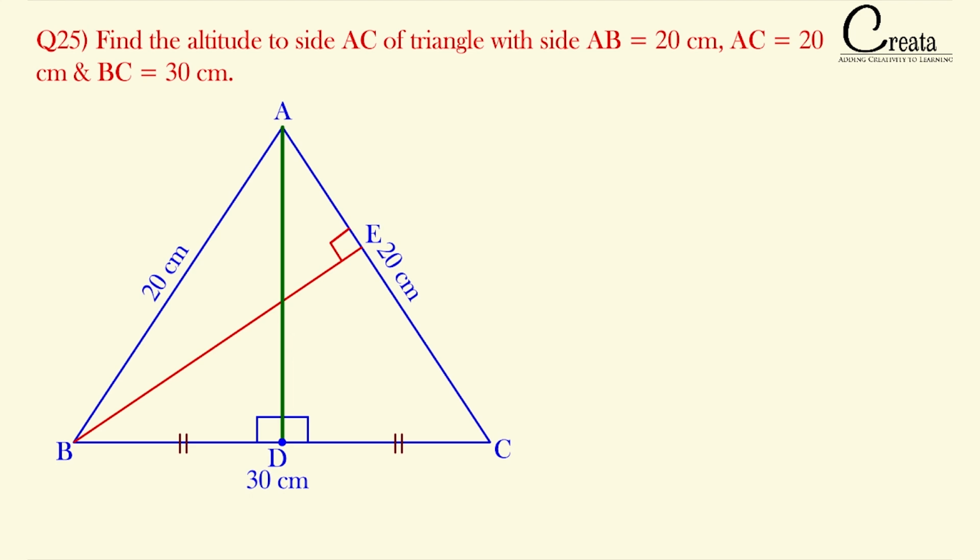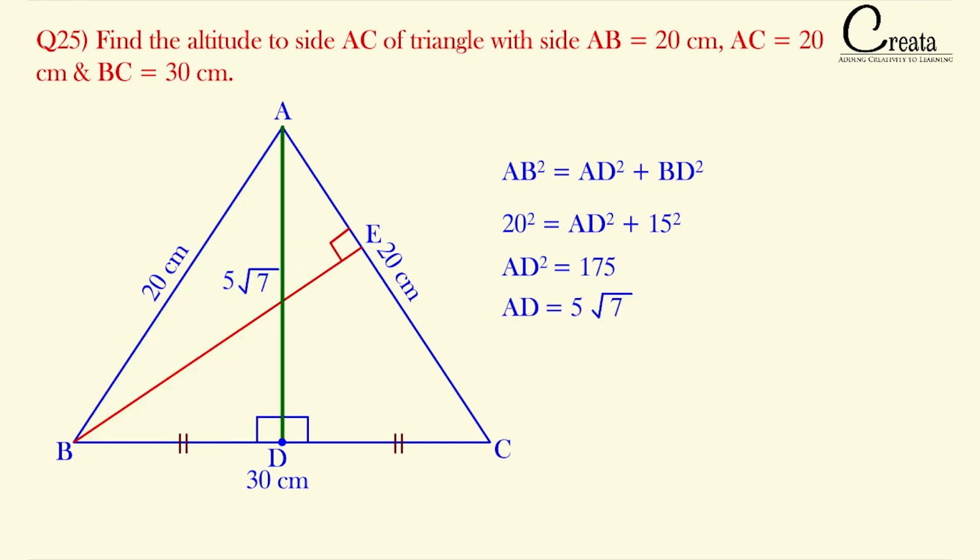Moving further, if we only take the triangle ABD, ABD is a right angle triangle, angle D is 90 degrees. For this triangle ABD, AB is the hypotenuse. So can we apply the Pythagoras? We got AB square is equal to AD square plus BD square. That is 20 square is equal to AD square plus 15 square. On solving, we got the value of AD as 5√7.